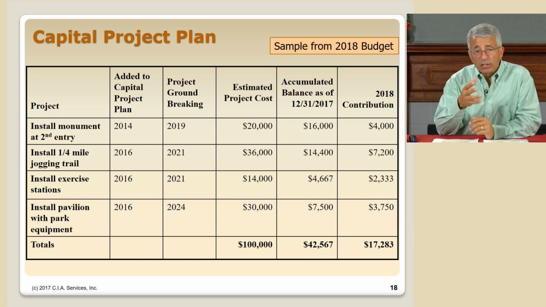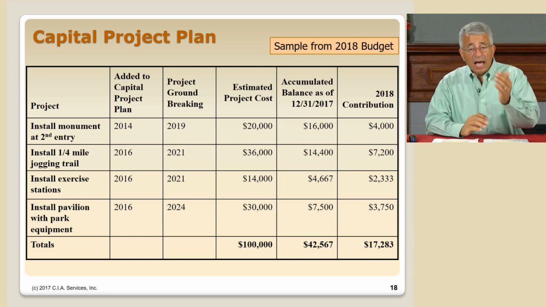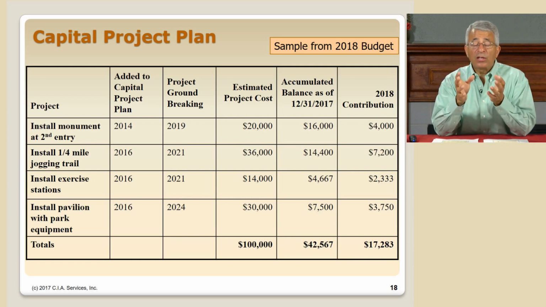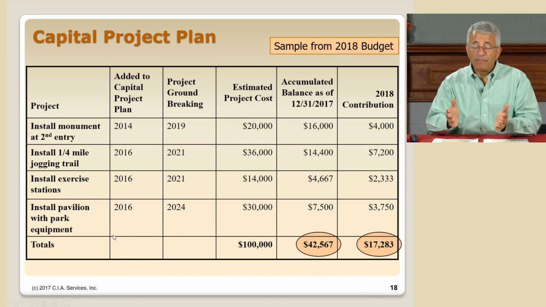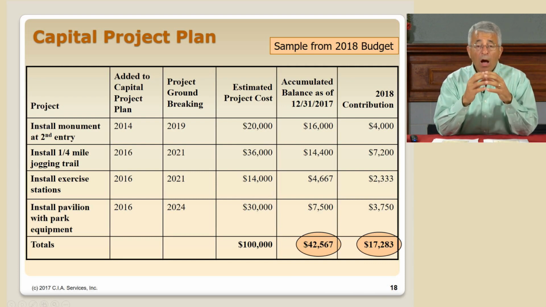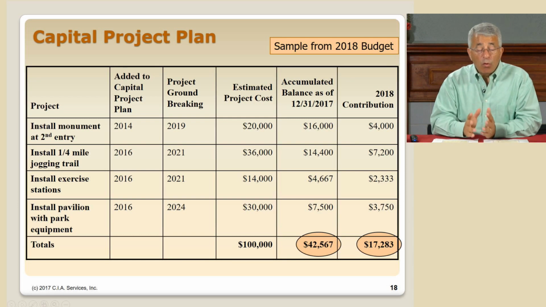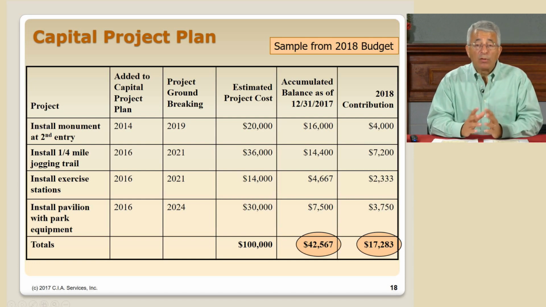So they started thinking about these projects in 2014. They added the monument there. A few years later, they decided, well, let's make improvements to our park. They decided when they want to try to get these done. They estimated the current cost. And through the same sort of calculations we just saw on the reserve analysis, we can do the same here. We end up with the numbers at the bottom that say, to accomplish these goals on the time frame that we have specified, we need today, at the end of 2017, $42,000 sitting in the bank accounts. And if we want to get them all done, then in 2018 we need to contribute $17,000 more to our capital fund. And if we do that, we're going to accomplish everything we need.